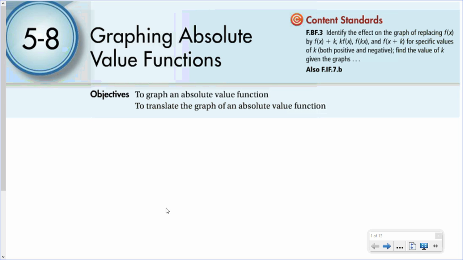This is 5.8, graphing absolute value functions. Skip the first objective, put the second one. If you need the video paused, make sure you raise your hand and politely ask the sub to pause the video. On the left-hand side of your notes, also put that y equals the absolute value of x makes the letter V when you graph it.